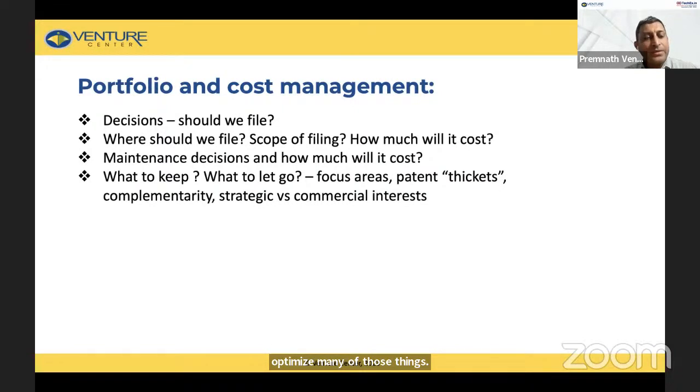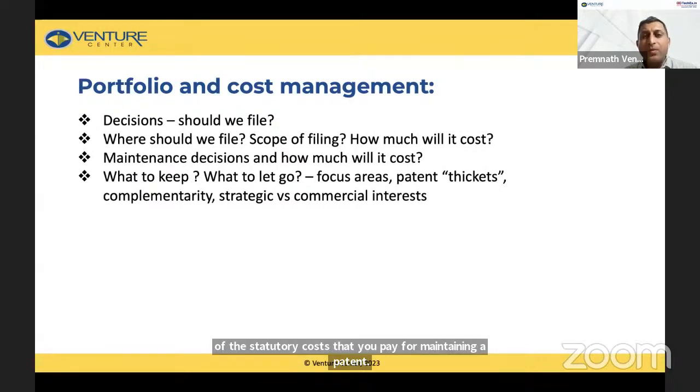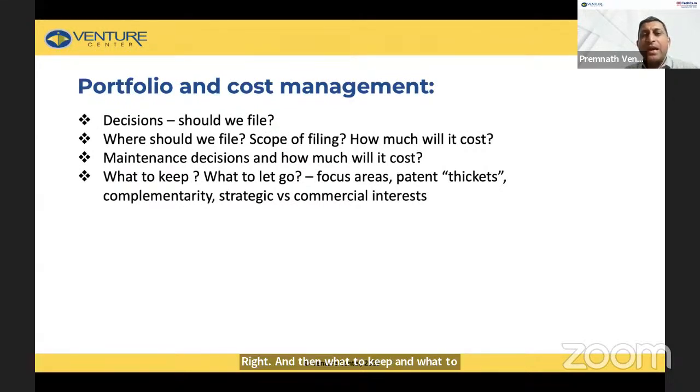As I told you, maintenance costs are the most expensive part of the statutory costs that you pay for maintaining a patent, right? And then what to keep and what to let go. You may want to have a bunch of patents in a given area because that is your strong area. You might want to think about complementarity between one set of patents and another set of patents. You may want to think about strategic versus commercial interests.